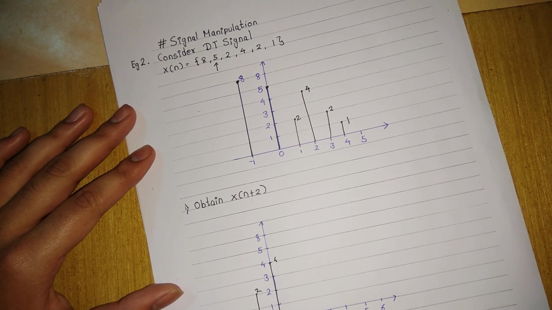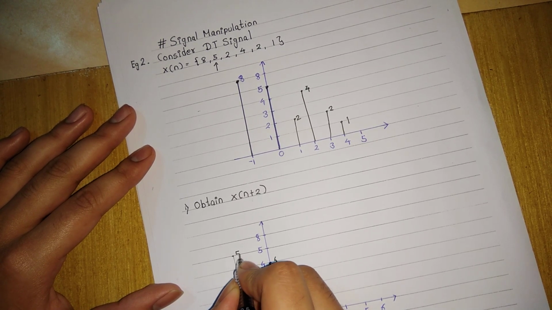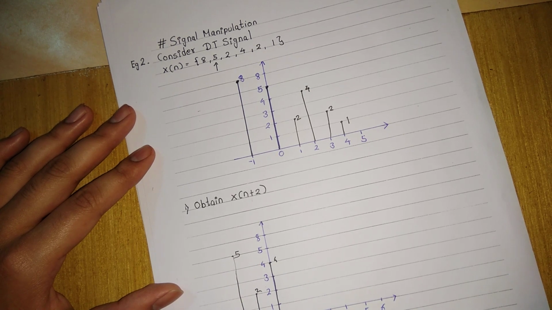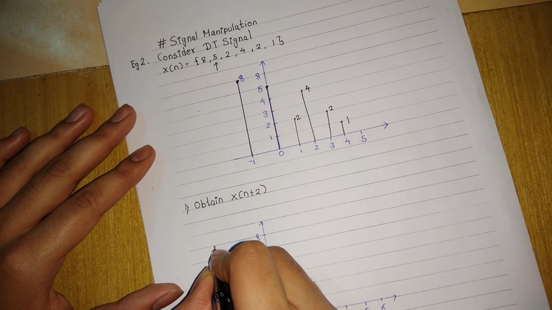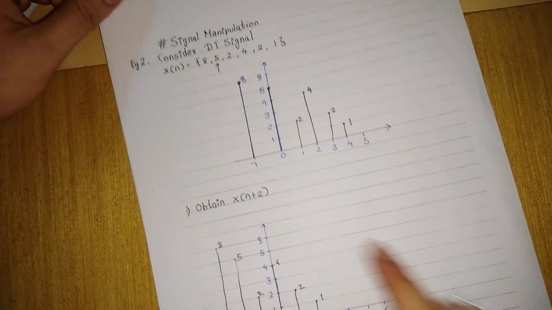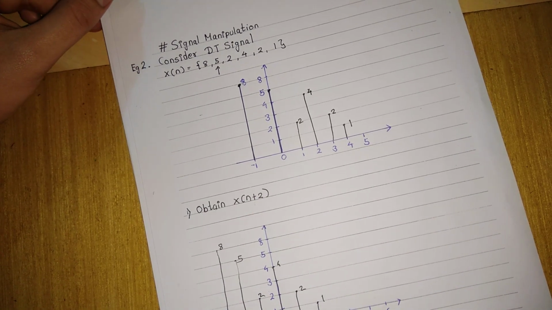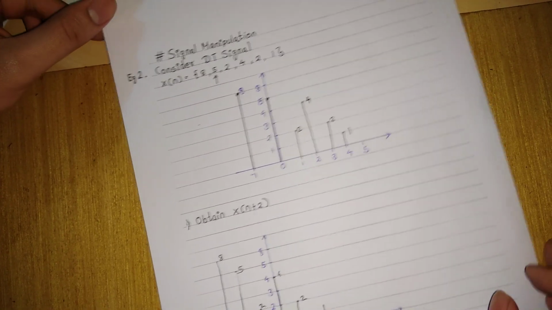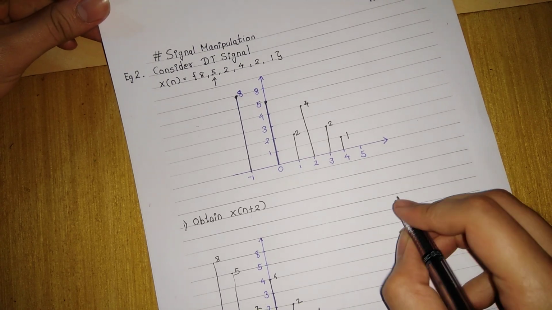Here I'm having 5 and 8 on the left side, and on the right side we are having 2 and 1.